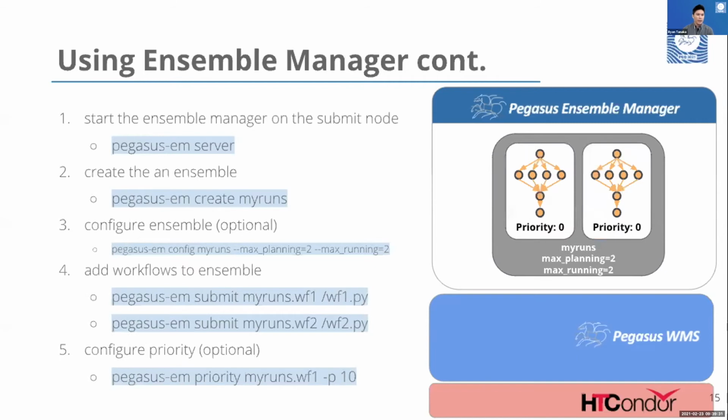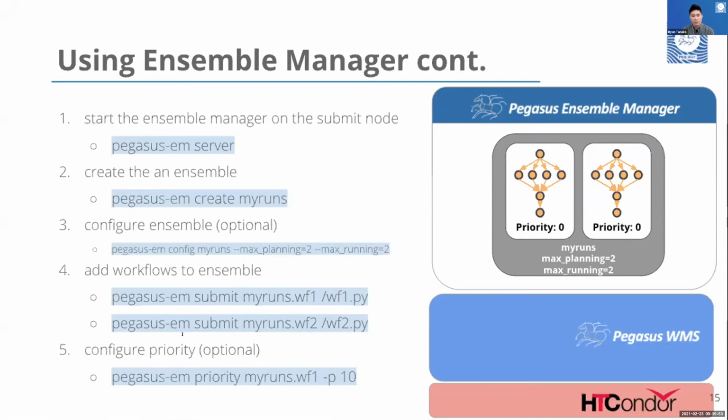And then finally, we want to add some workflows to this ensemble. So I'm going to add 2 workflows. You would use the command pegasus-em submit myruns, and then you give it the name of the workflow that you would want to identify it with, and then the path to the workflow script that you use to generate and plan the workflow. And so we'll do that for 2 workflows.